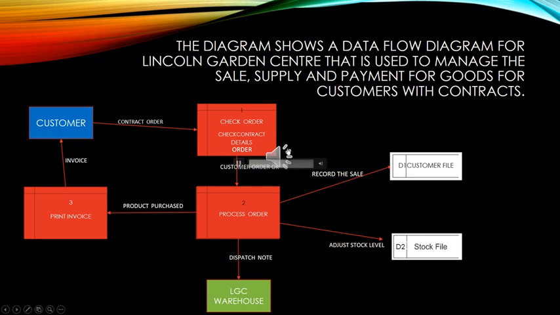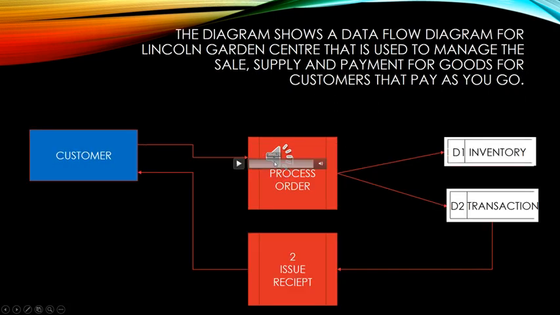This level 1 data flow diagram of Lincoln Garden Center shows the main processes within the system. Each of these processes can be broken down into further processes until you reach pseudocode. This data flow diagram shows the simple processes of a pay-as-you-go customer to Lincoln Garden Center.